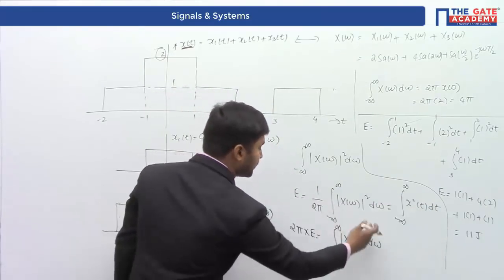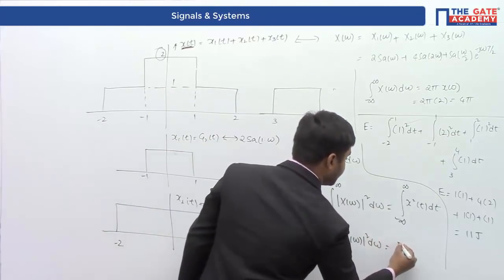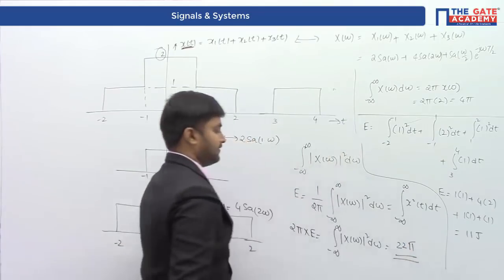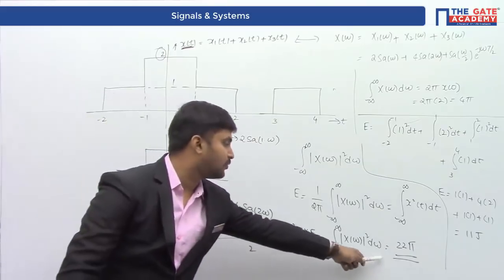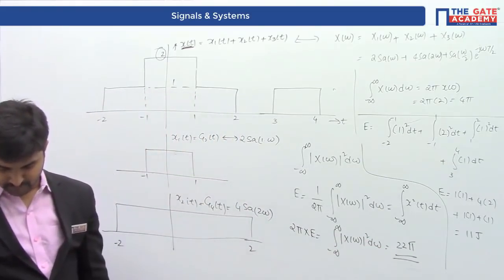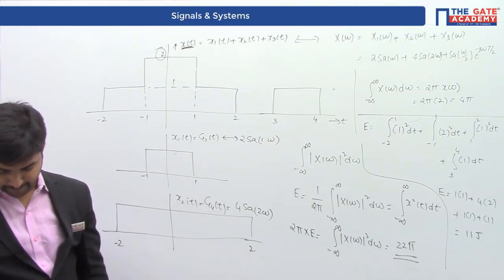Then what is the value of this one? 2 pi into 11 joules, which is going to be 22 pi. The integral from minus infinity to infinity of mod of x of omega whole square d omega is going to be 22 pi. So with this we complete the third part, the C part of it.